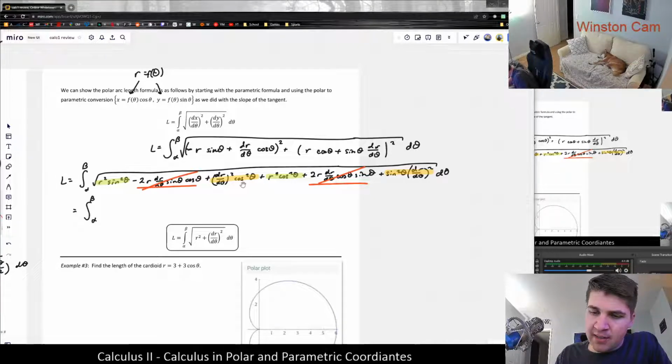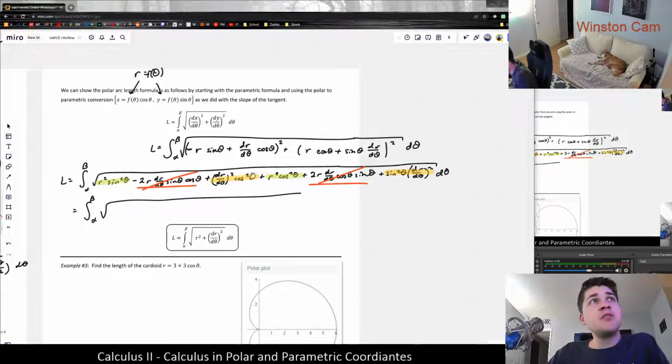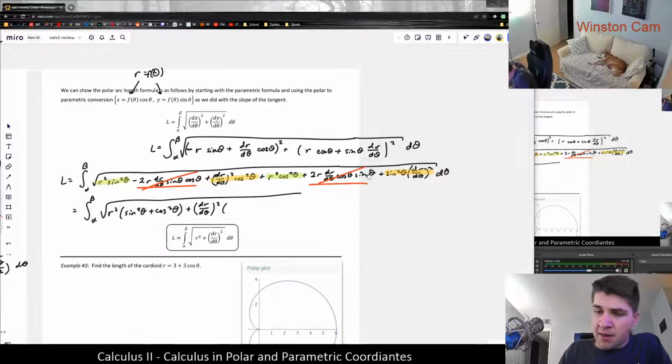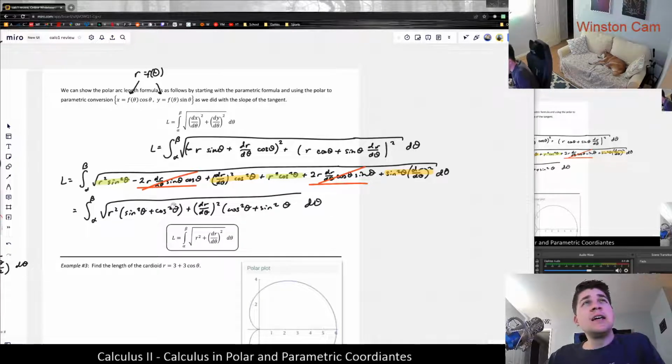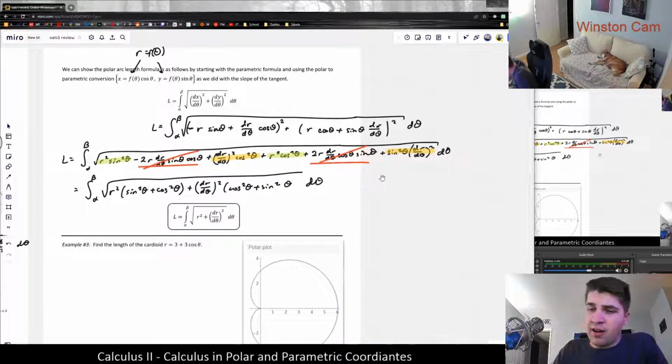So let's reorganize and factor here. Let's put the two green things together and factor out r squared. So we'd have r squared times sine squared theta plus cosine squared theta. And then in the second part, we have a common factor of dr d theta squared. If we factor that out, what we'd be left with is cosine squared plus sine squared theta. And all of that is with respect to theta, because those two red things canceled each other out.